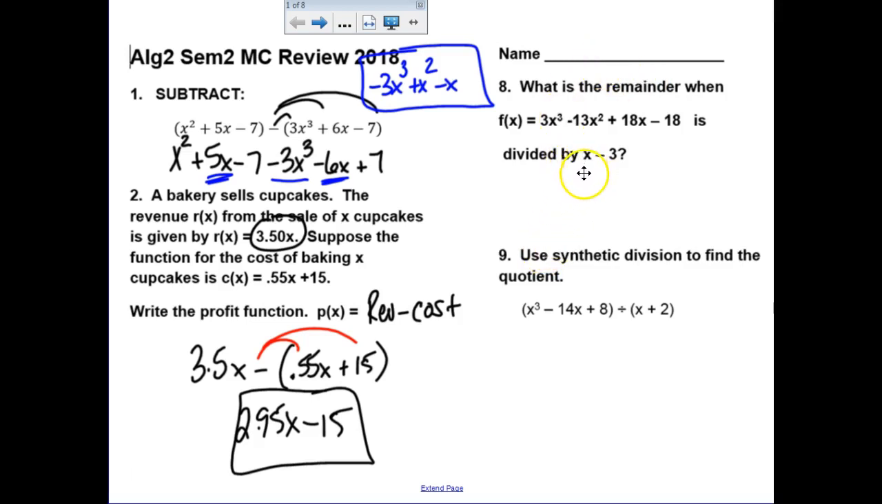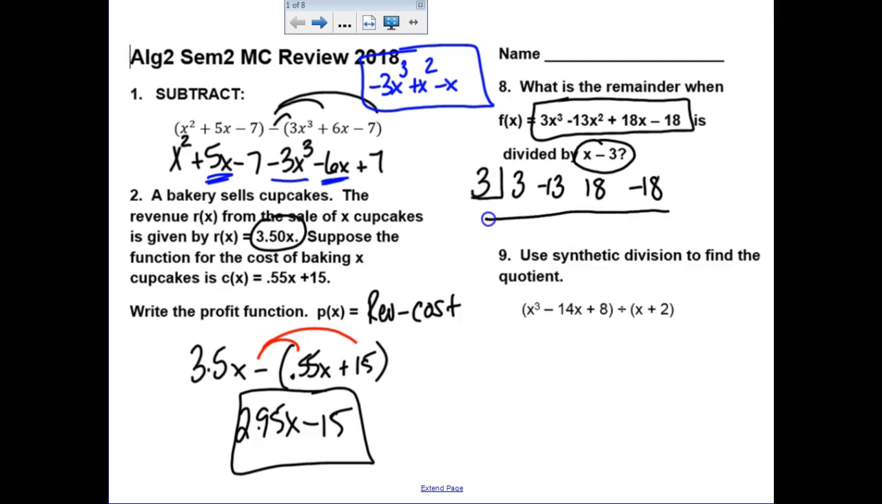Number 8 says, what is the remainder when you divide these two polynomials? So it's your choice. You could do synthetic or long division, but most of you like synthetic better. So in the box, you do the opposite sign of the solution to that factor, so it's positive 3. And then you line up your coefficients in standard form order and make sure nothing is missing, because if they are, you got to put a 0. So we have 3, negative 13, positive 18, and negative 18.